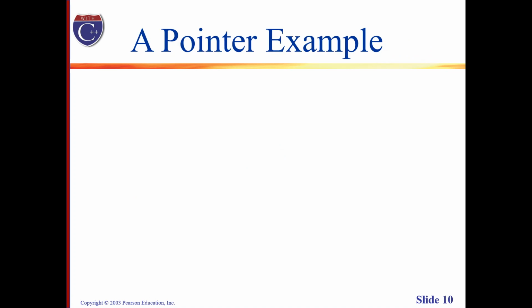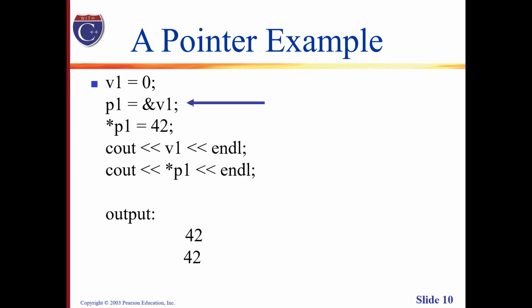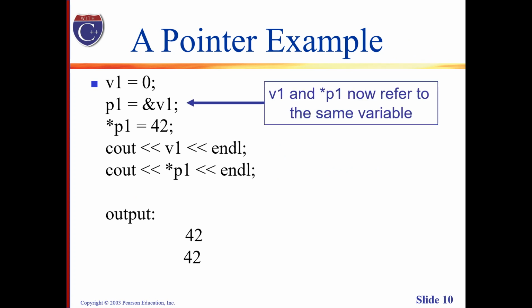Here's another example. As we can see here, v1 and asterisk p1 now refer to the same variable. We declared the following variables with the following initial values. In this case, the pointer variable p1 is being assigned the address of the variable v1. Hence, p1 and v1 are now pointing to the same variable.